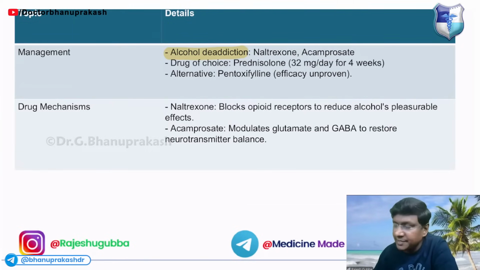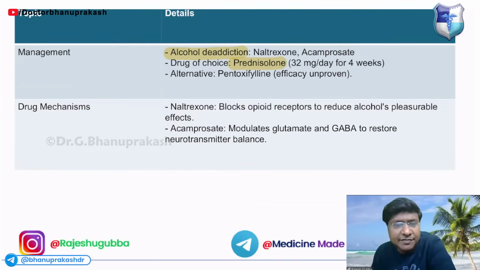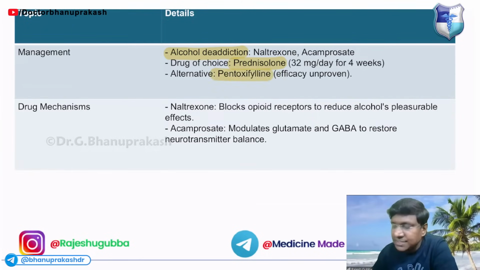In any form of hepatitis, in the sense of alcoholic hepatitis, you need to give prednisolone. If the patient has some contraindications because of development of Cushing syndrome, then you need to start pentoxifylline. Right? So this was about your alcoholic hepatitis.